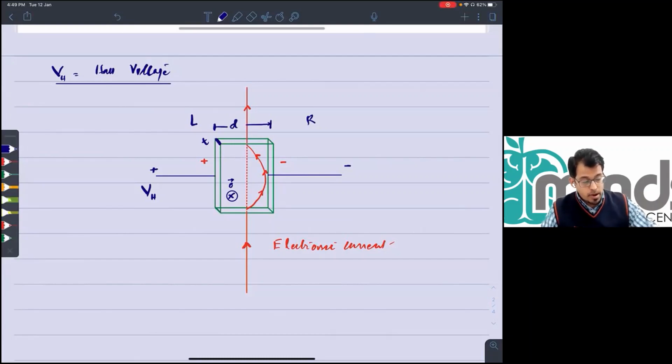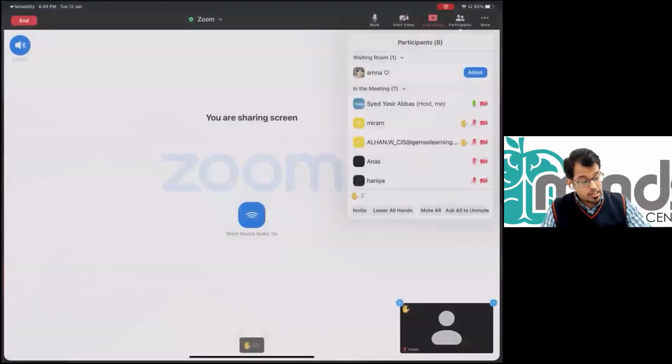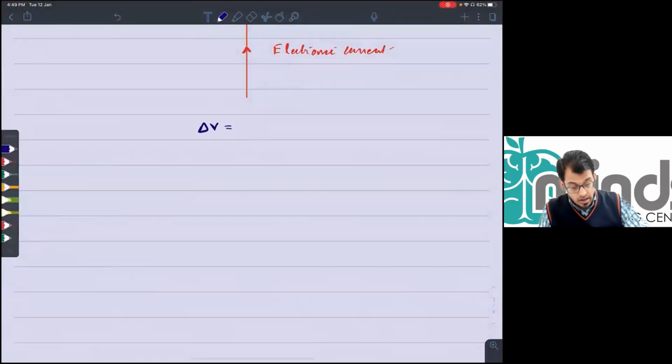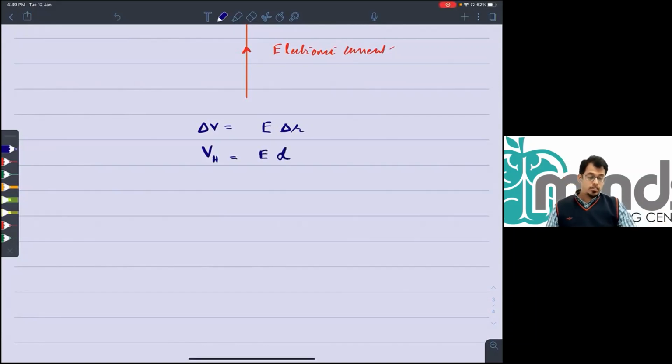Why? Because if you remember this equation, potential difference is given by E times delta R. Here, the potential difference is denoted by VH, Hall voltage, and delta R is denoted by D. So VH is given by E times D. So there is some electric field which is given by VH over D.